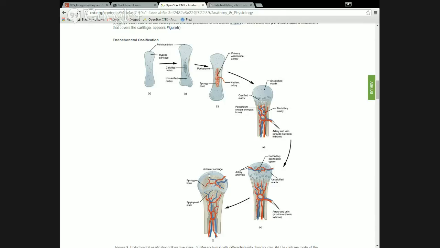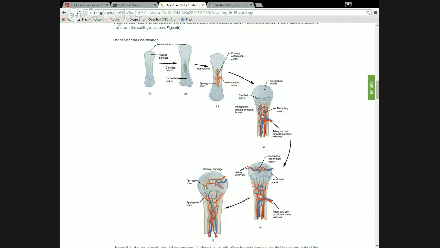Cartilage will remain on the outside surface until the bone's fully grown. Some of that cartilage remains, and it becomes what we call the articular cartilage, which is part of the joint that this is going to make with its neighboring bone. Some of the cartilage remains in between the epiphysis and the diaphysis, and that's going to become what we call the epiphyseal plate, or more commonly the growth plate. And that cartilage is what's going to grow as the bone gets longer.